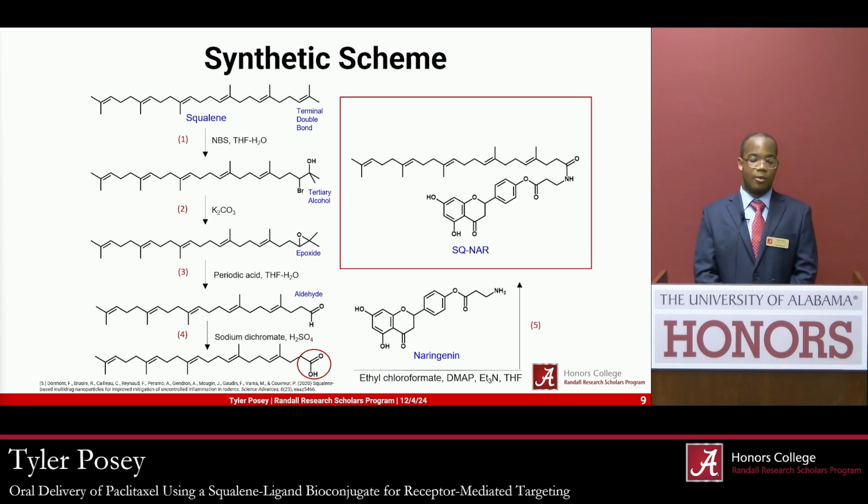Squalenation is accomplished by first reacting the terminal double bond of squalene with NBS and water to give a tertiary alcohol. We can then react this tertiary alcohol with potassium carbonate to get an epoxide functional group. In step 3, we can react this epoxide functional group with periodic acid. This gives us access to an aldehyde, which we can then oxidize to our desired carboxylic acid in step 4.